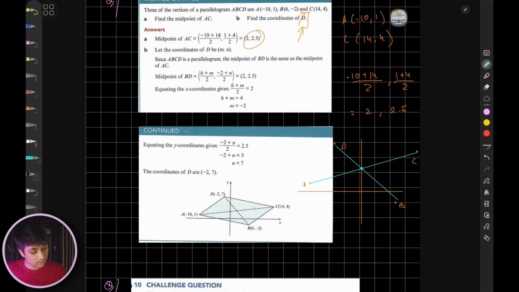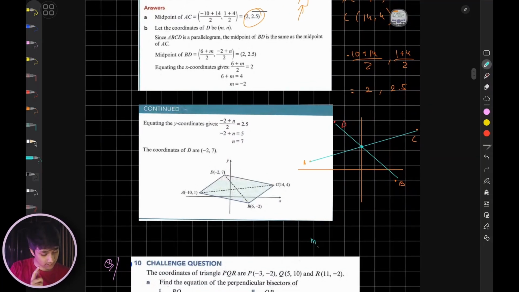What do we mean by that? So for A and C, notice this point of intersection is the midpoint of AC. Now for D and B, this point of intersection is again the midpoint of DB. This is going to give you a good pointer to how to find the coordinates of D, because you know one piece of information: the midpoint of AC is also the midpoint of DB.